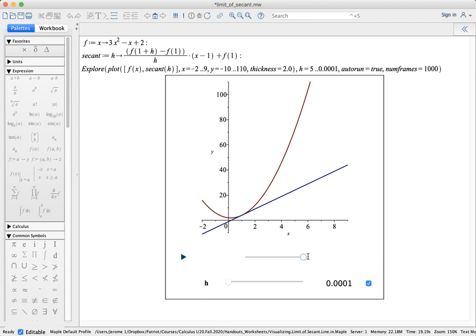We can see the function, we can see the secant lines, and eventually with the appropriate limit, those secant lines become your tangent line.